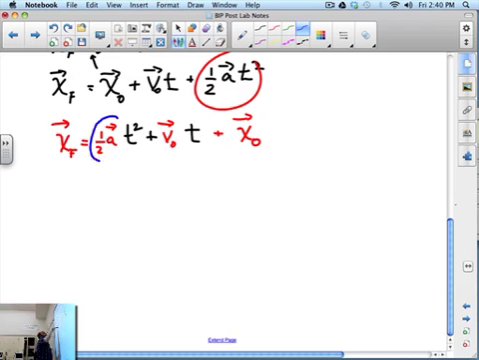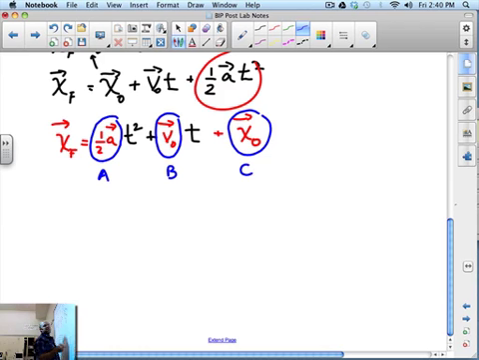This term here is your a term. This term here is your b term. This term here is your c term. So if you're ever in the unfortunate situation you have to solve for t, you can use the quadratic equation. Probably remember that.